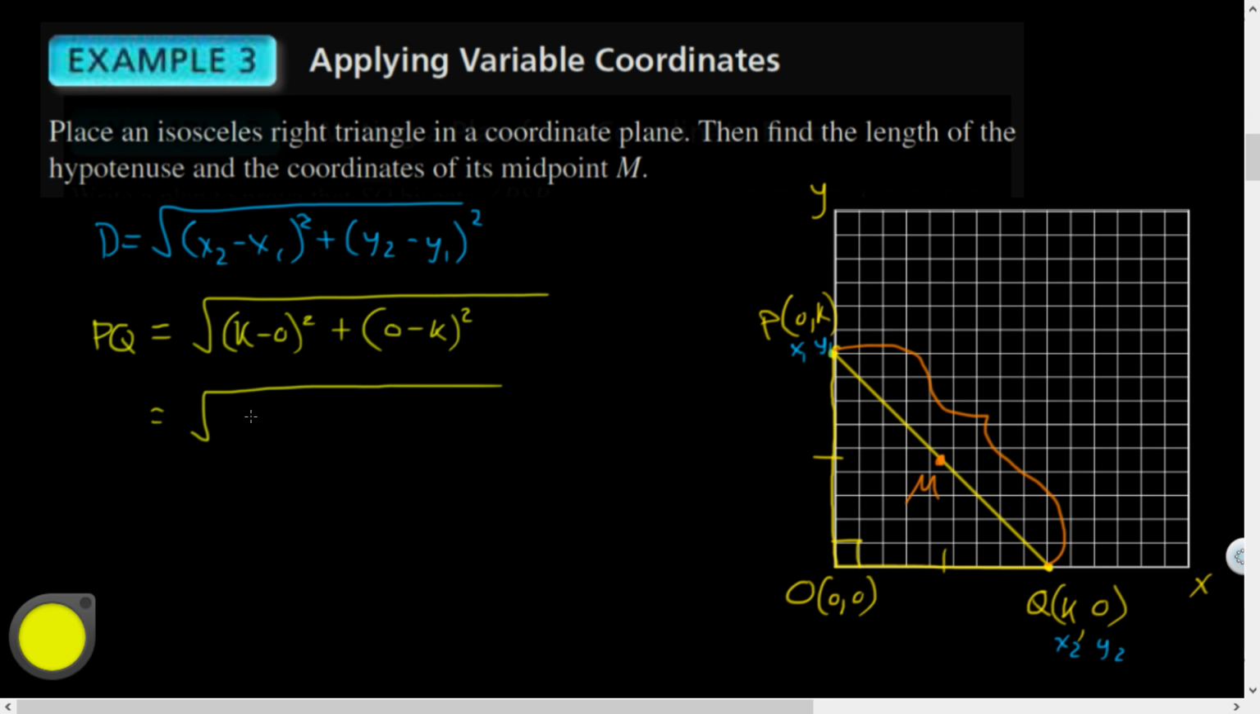What's k minus 0? K. 0 minus k is negative k. And let's see, so that's going to be the square root of k squared plus the opposite of k, all squared, will be positive k squared. You guys agree with that? When you square a negative, it becomes positive. There's no parentheses. All right. k squared plus k squared is 2k squared.